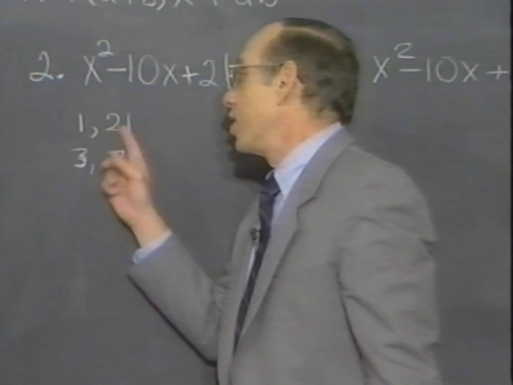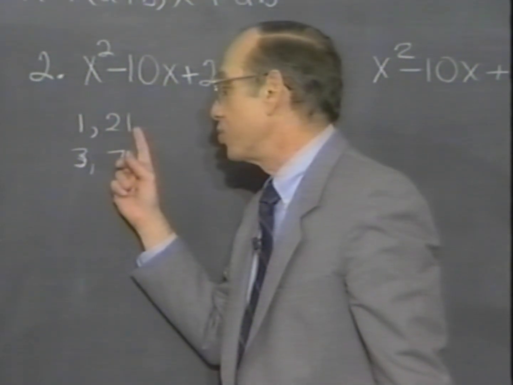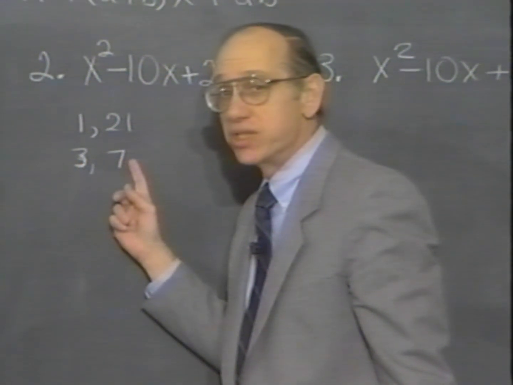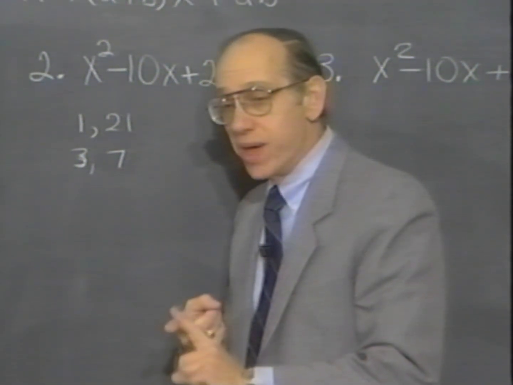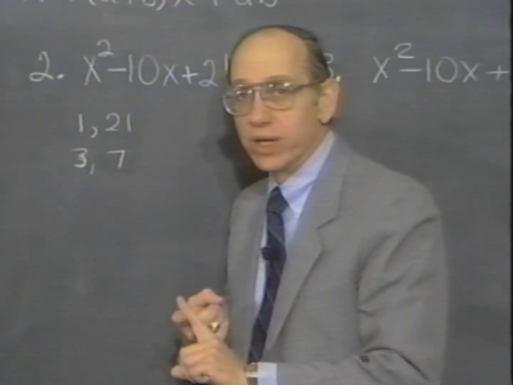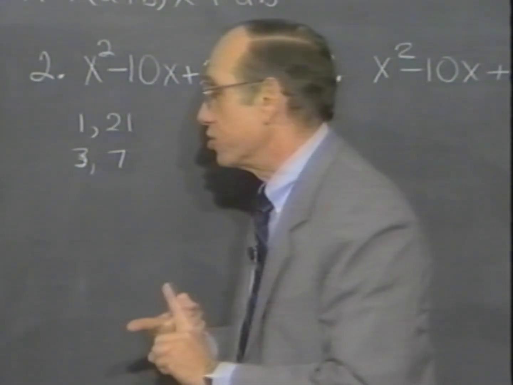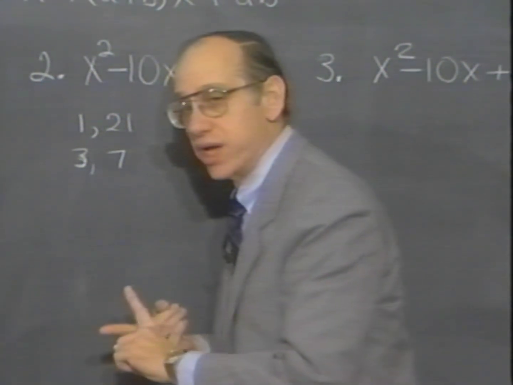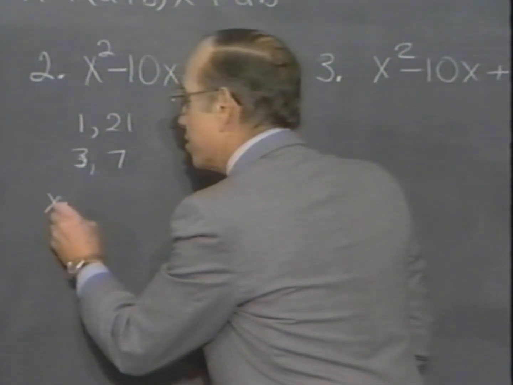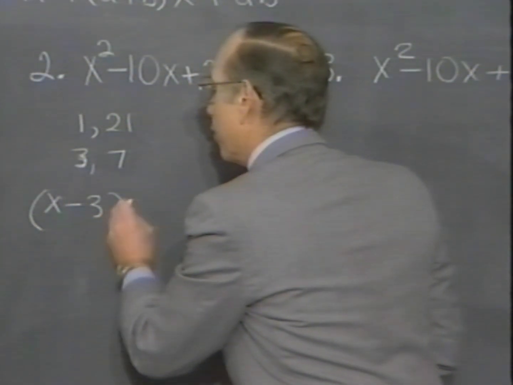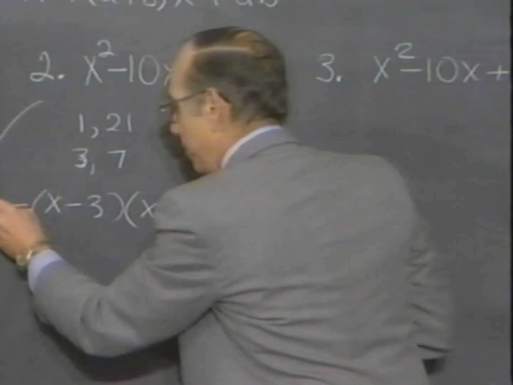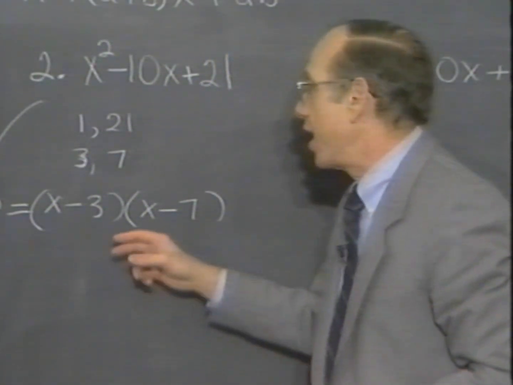And 1 and 21 won't work because 1 plus 21 adds up to 22. But 3 and 7 will work because 3 plus 7 adds up to 10. But remember, I don't really want 10. I want minus 10. So my factors that I want to work with are not x plus 3 and x plus 7, but x minus 3 times x minus 7. And let's check that out.